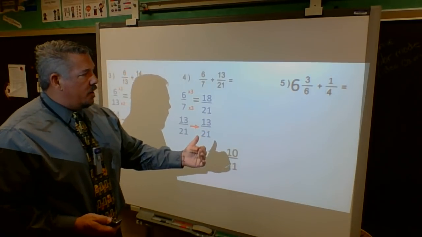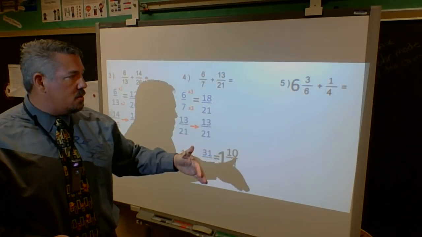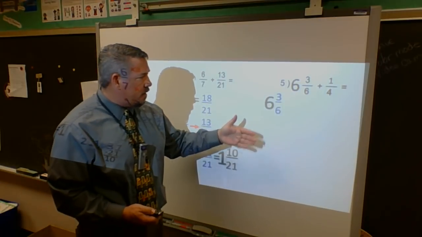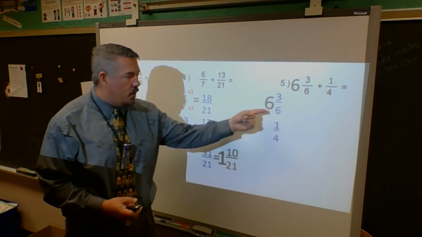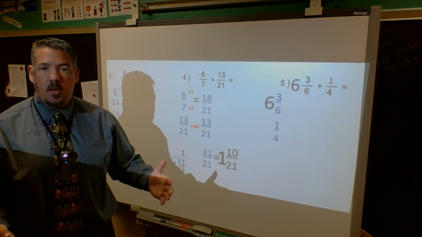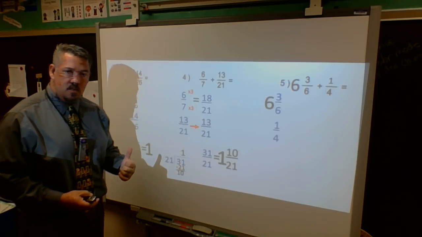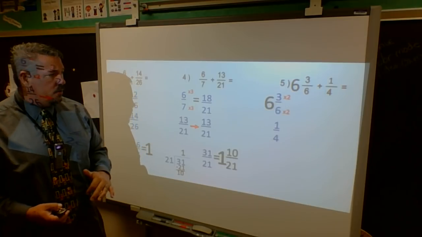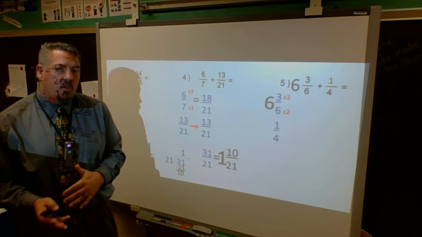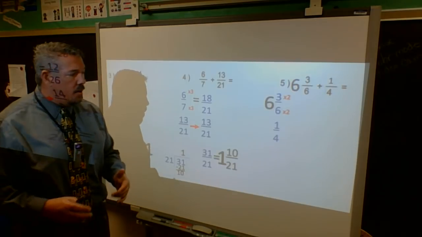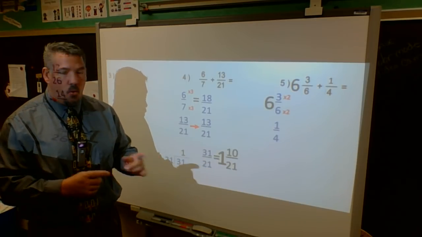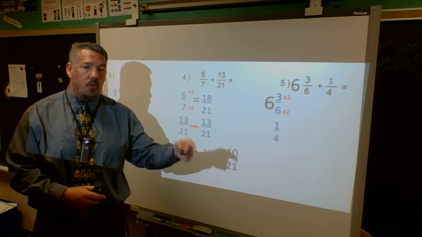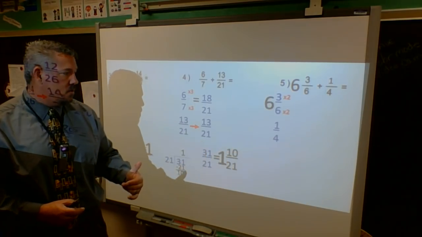On number 5, then, I have 6 and 3/6 plus 1/4. I still don't have a common denominator. So I stack them and I look, will the 4 go into the 6 evenly? It won't. So just like the last lesson where we multiply by opposite denominators, that's what I'm going to do if I have to. But I could use a smaller number. If I know that 6 and 4 are both factors of 12, I can use 12 instead, and then I might not have to reduce at the end, or at least not have to reduce as much.